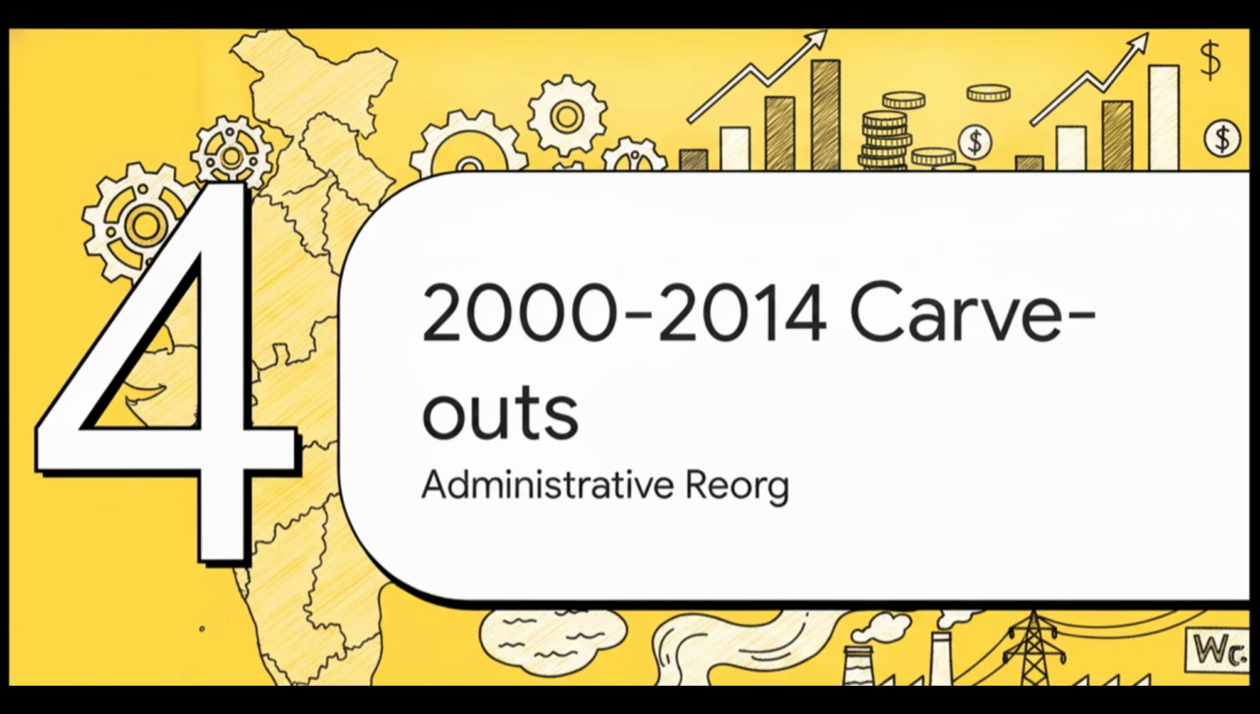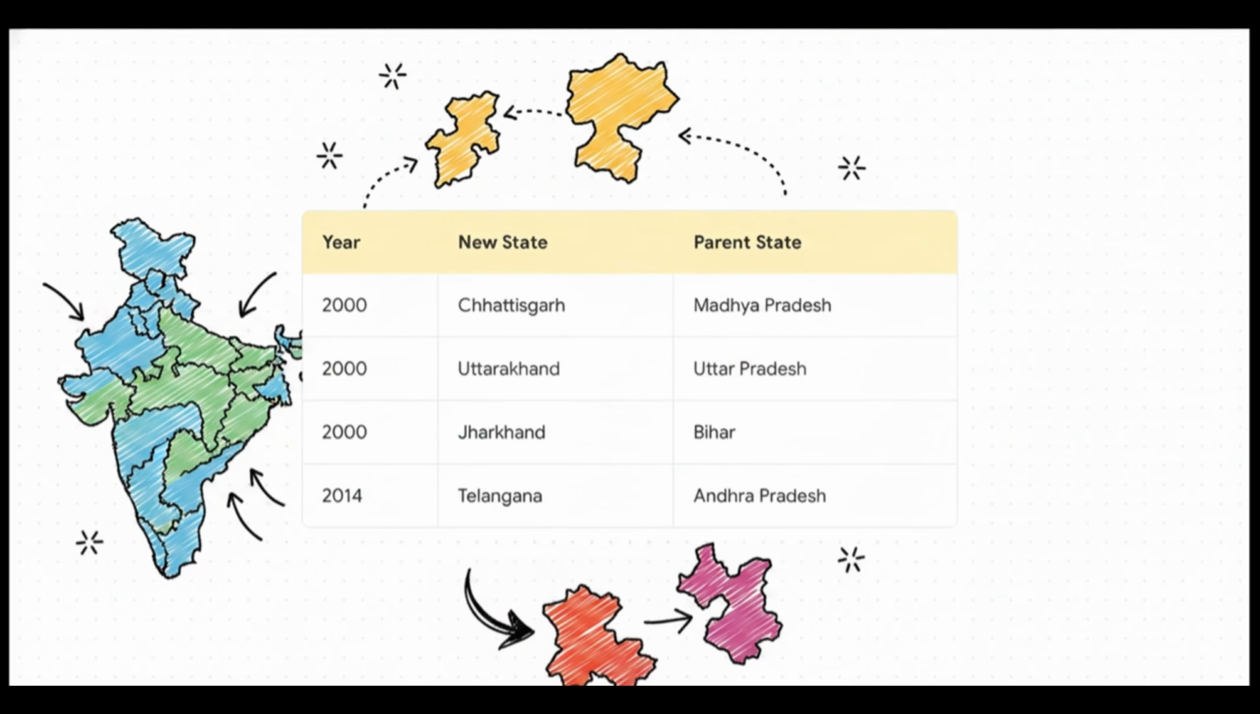Next up, Section 4, Administrative Carve-outs, spanning from 2000 to 2014. Take a mental screenshot of this breakdown, because committing these parent-to-child state relationships to memory is essential prelims trivia. Fast forward to the turn of the millennium, and you'll notice the rationale for statehood shifted significantly away from language and much more toward regional administration and resource management.